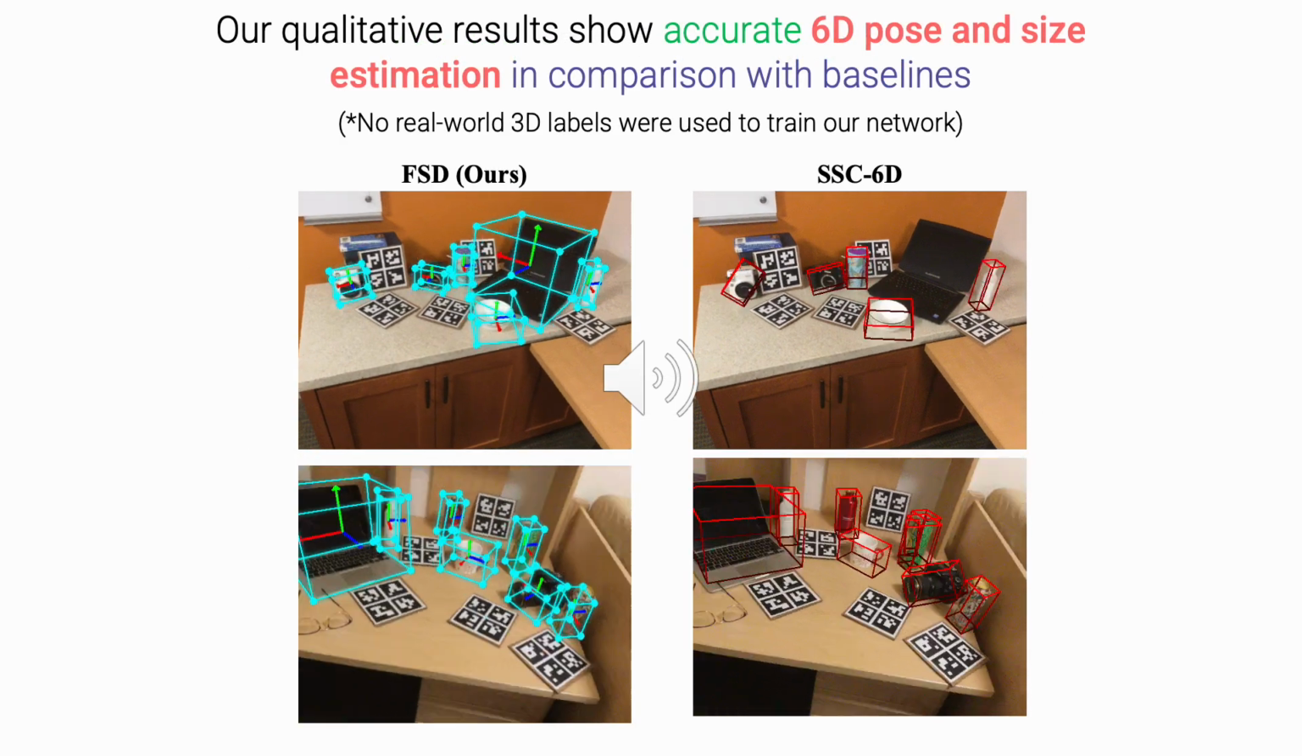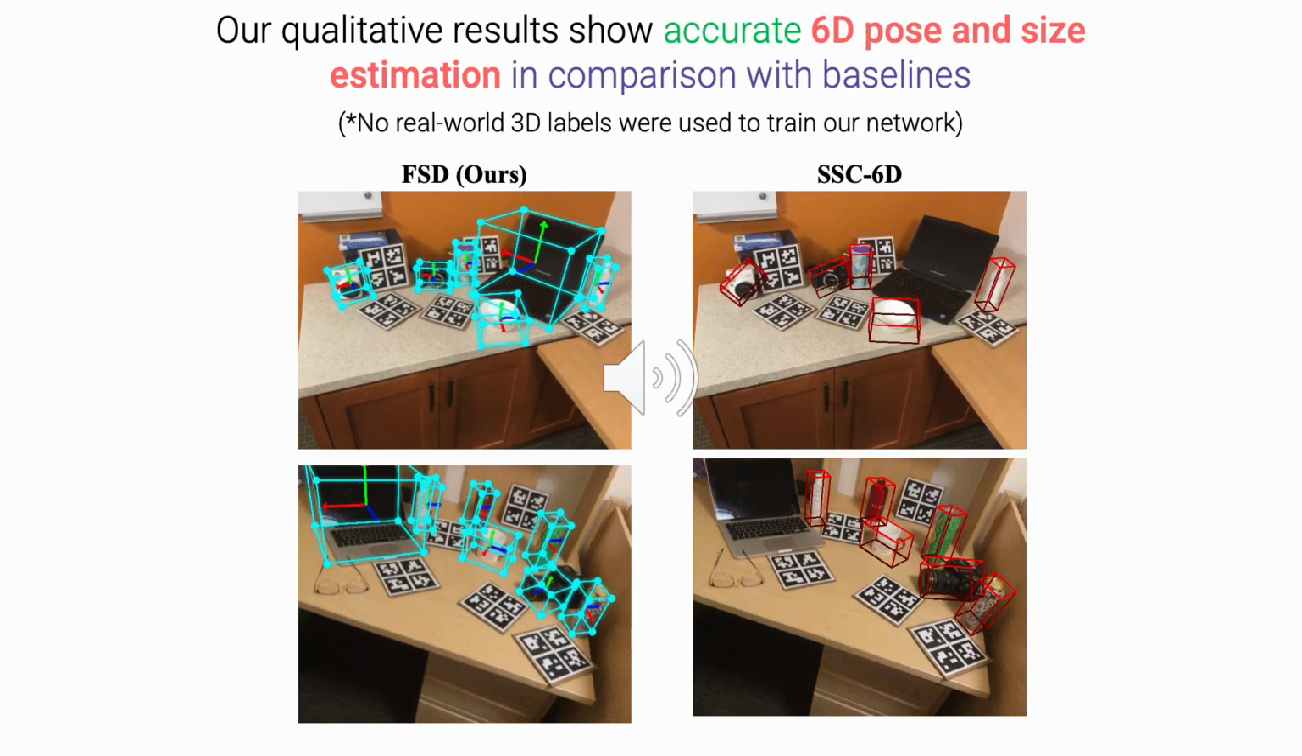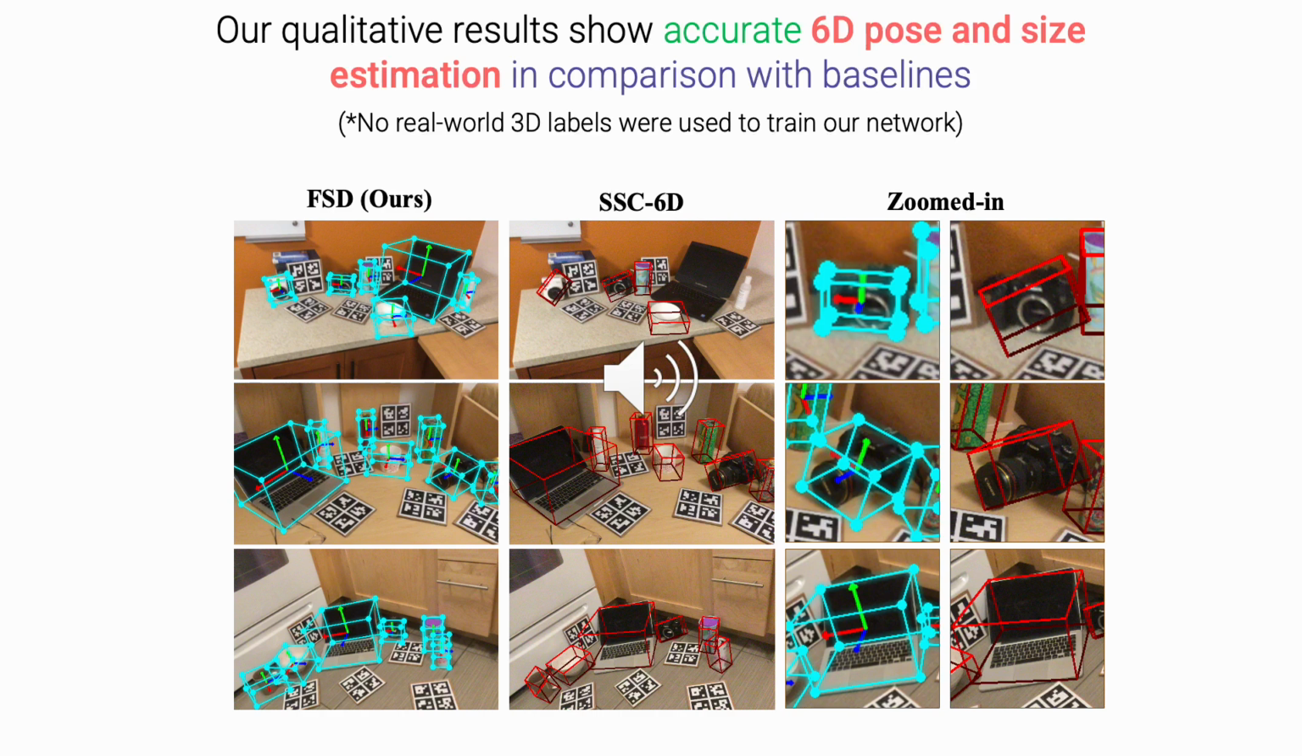We show some qualitative results of our method. They demonstrate the accuracy of our 6D pose and size estimation in comparison with strong baselines. Our model achieves near perfect pose and shape estimations without being trained on 3D real-world data and having not seen the test time instances during training, which is category level generalization.